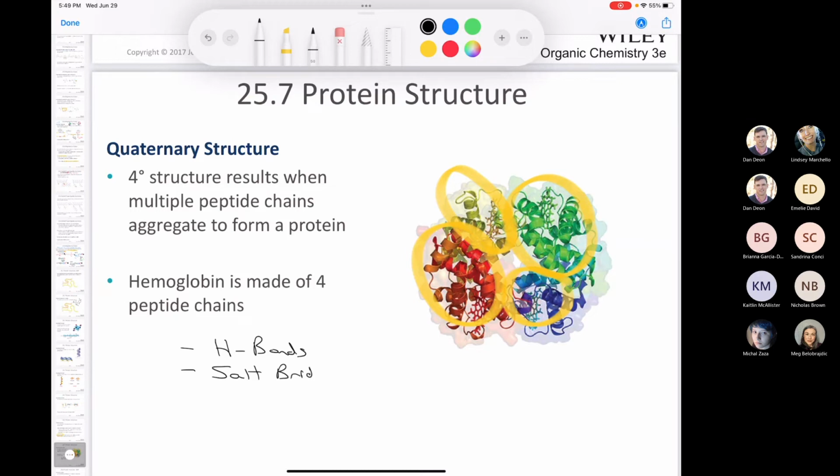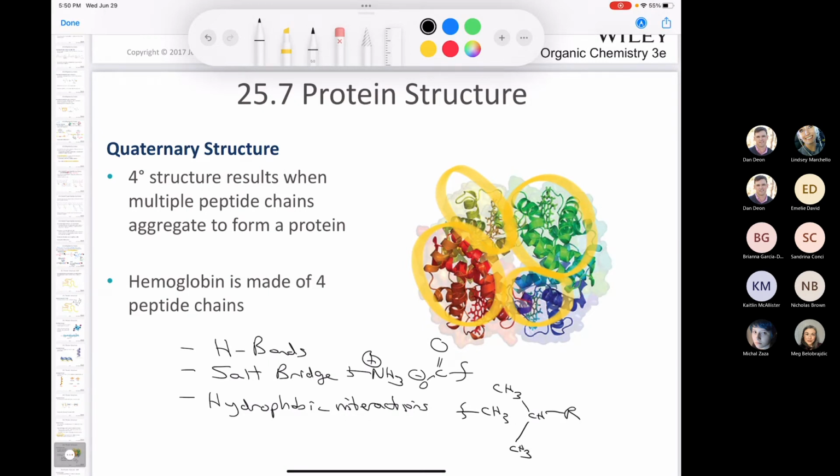So a salt bridge is just an interaction between, like, a protonated amine and a carboxylate. So let's say you had something like this. Okay, the negative and the positive are going to be attached. What else? You have hydrophobic interactions. So let's say you have an alanine residue, which has a methyl group on it, and it's adjacent or it's folded in by a valine, for example, like this. You'll have London forces between the two. We call that a hydrophobic interaction.